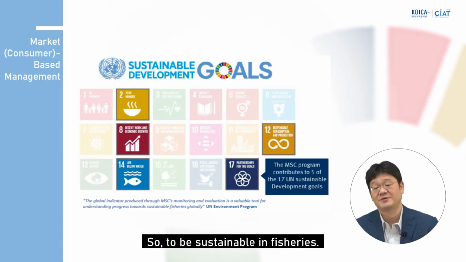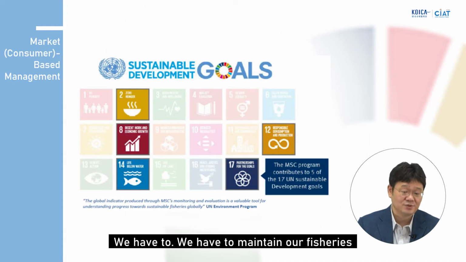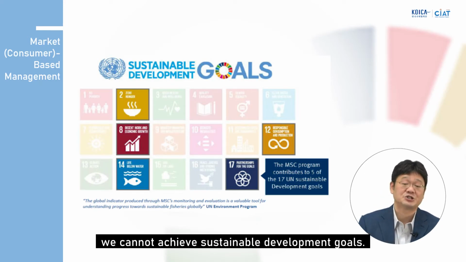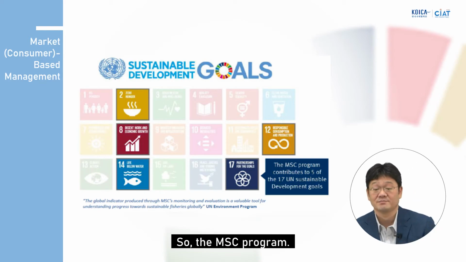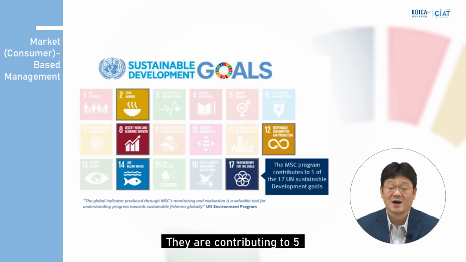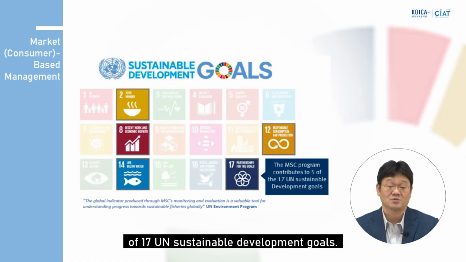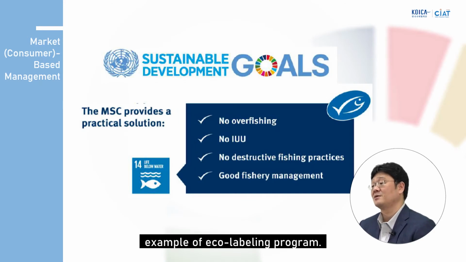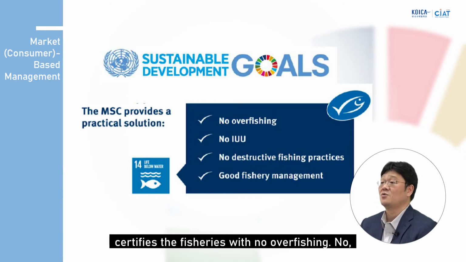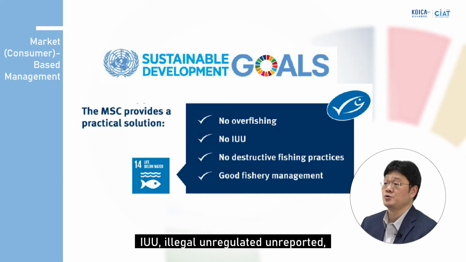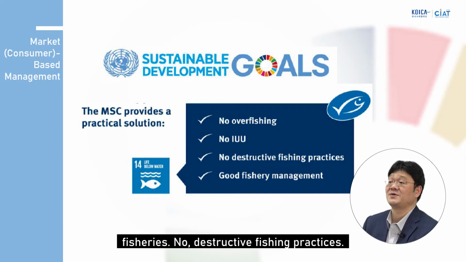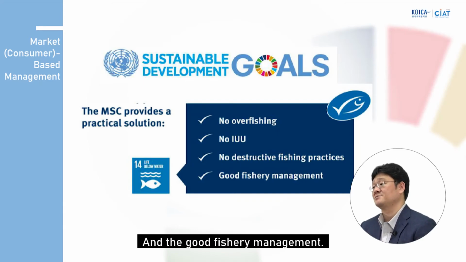So to be sustainable in fisheries, we have to maintain our fisheries sustainably. Otherwise, we cannot achieve the Sustainable Development Goals. So the MSC program is contributing to 5 of the 17 UN Sustainable Development Goals. The MSC is just one example of an eco-labeled program. The MSC program certifies fisheries with no overfishing, no IUU, illegal, unregulated, unreported fishing, no destructive fishing practices, and good fisheries management.